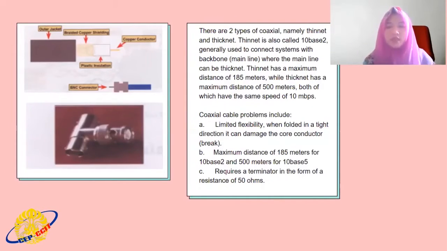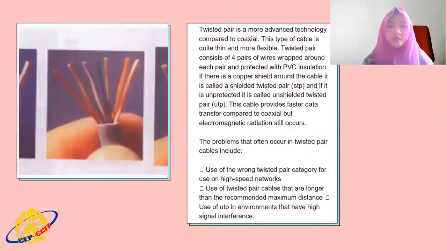Coaxial cable problems include, first, limited flexibility. When folded in a tight direction, it can damage the conductor or braid. Second, maximum distance of 185 meters for 10Base2 and 500 meters for 10Base5. Third, it requires a terminator in the form of a 50 ohm resistance.